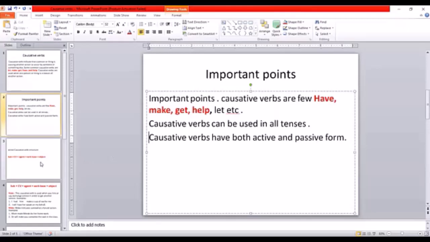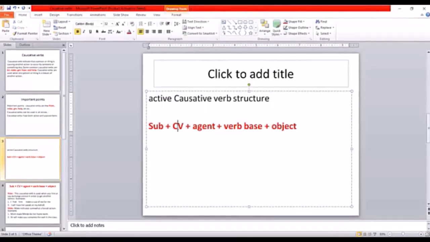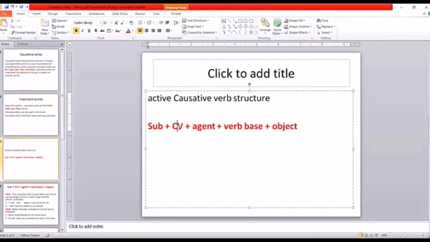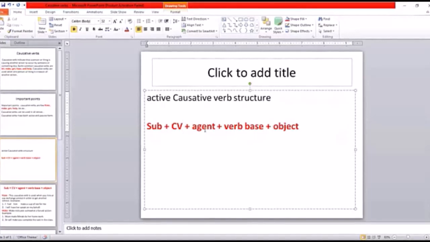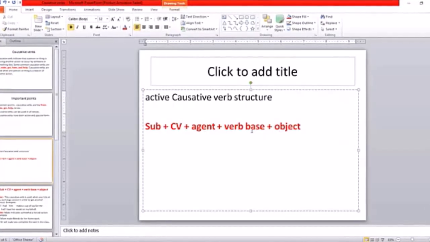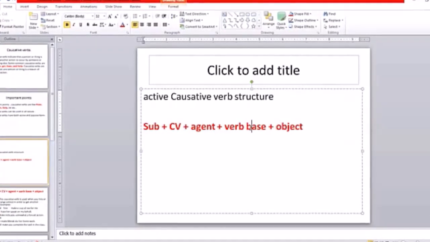Okay, now let's study their structure for the active form, or active causative structure. For active causative verbs, the structure will be: subject, CV, which is short for causative verb. Then we will have the agent. Then we will have the verb base form. And then we will have the object. Verb base form means the verb's first form.